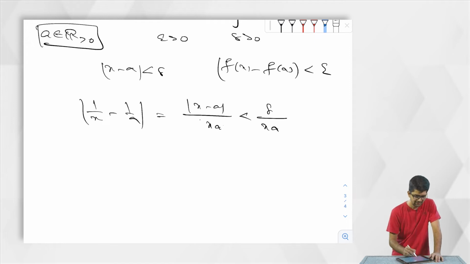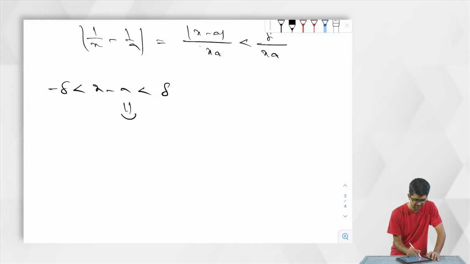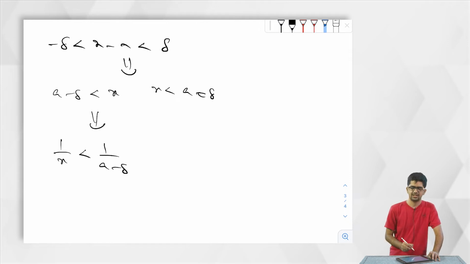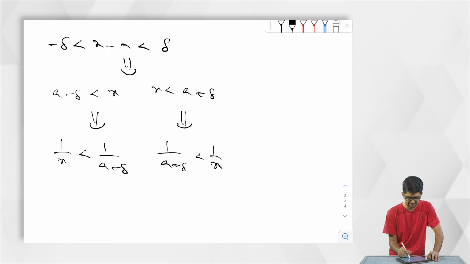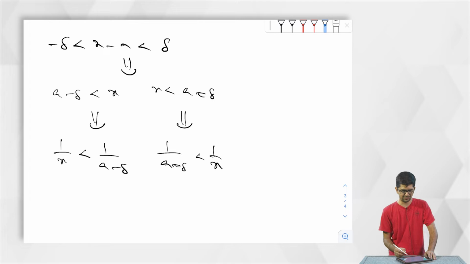Now |x - a| < delta is what? This means -delta < x - a < delta. So this is the same thing as saying a - delta < x, and x < a + delta. So this implies 1/x < 1/(a - delta). This implies 1/(a + delta) < 1/x. Here we are assuming that none of them are 0, otherwise I don't know what it means.